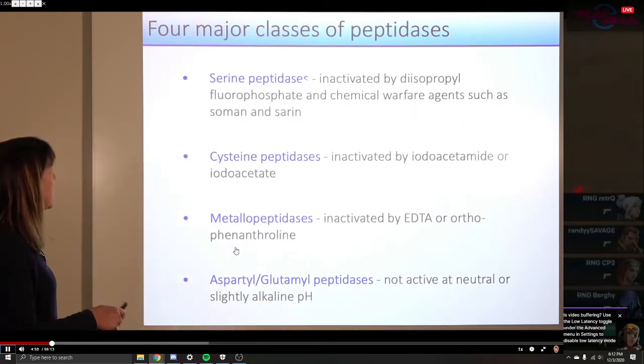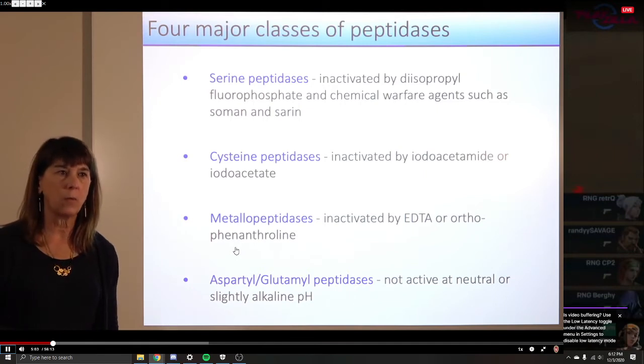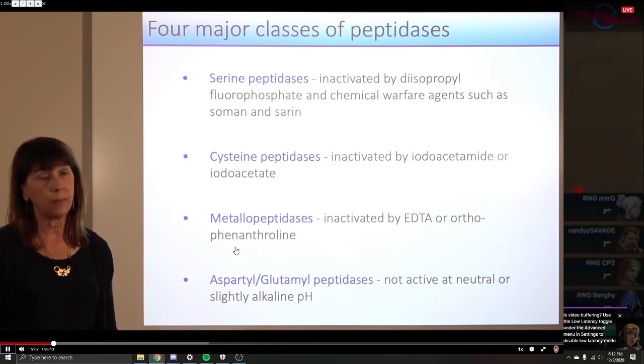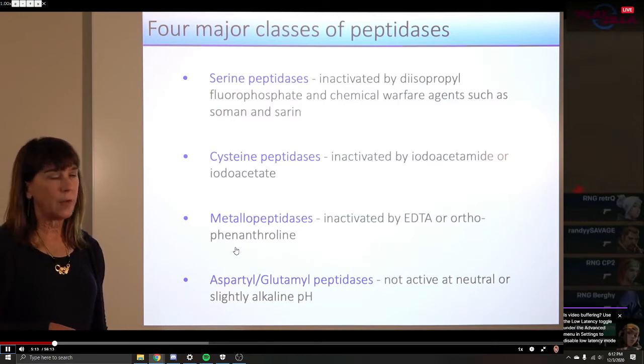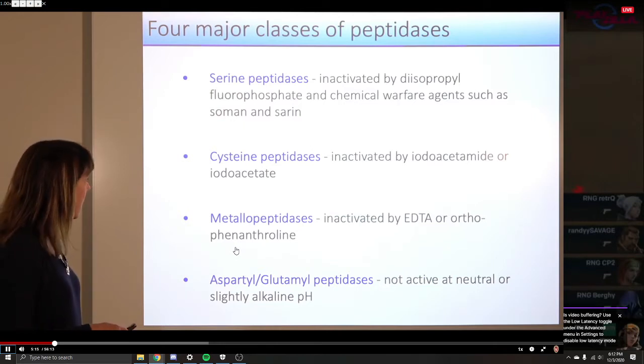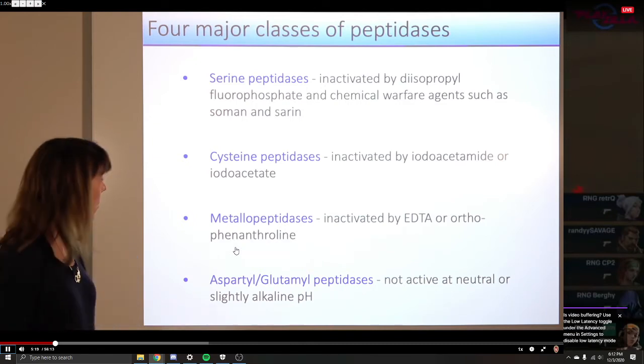The 4 major classes of peptidases. The first are the serine peptidases, and those are the ones, honestly, we know the most about. Those were the ones that were first studied, and those are the ones you learn about in introductory biochemistry. They're inactivated by diisopropyl fluorophosphate, and they're also inactivated by chemical warfare agents like soman and sarin. We've talked about soman and sarin before in this course.